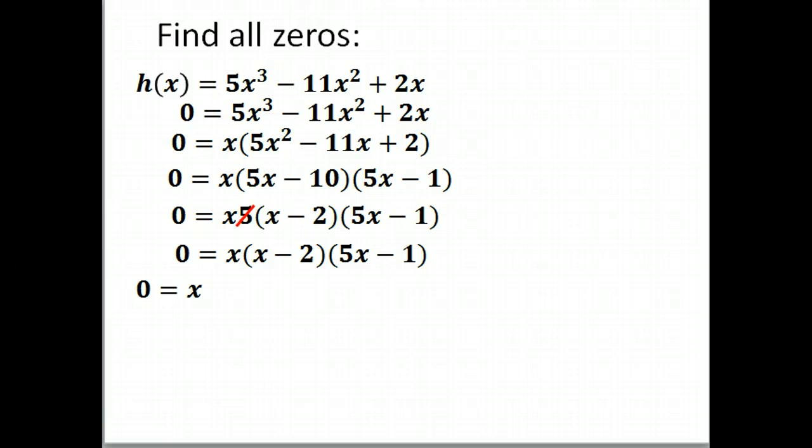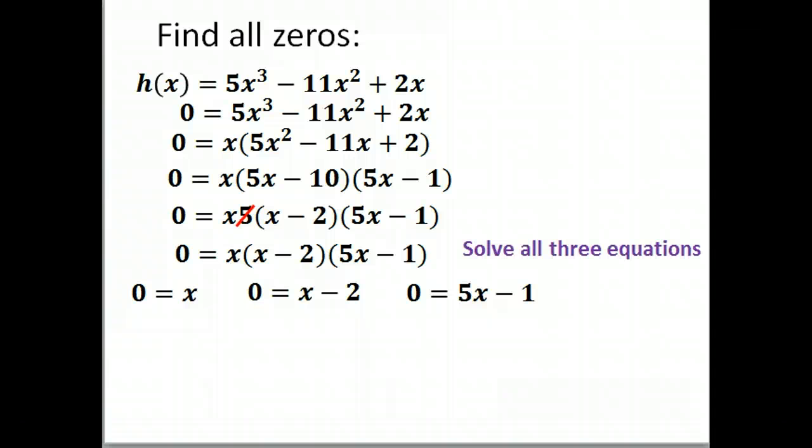Now on the next one, I've got to set up my second one: x minus 2 is equal to 0. We have to set up each part here. I've got three different parts, and we've got to set each one of those equal to 0. The last thing here is 5x minus 1 is equal to 0. Now that I've got all three of those equations set up, what I want to do is solve all three of them. Well, this one's already solved. x equals 0, so I'm good there.